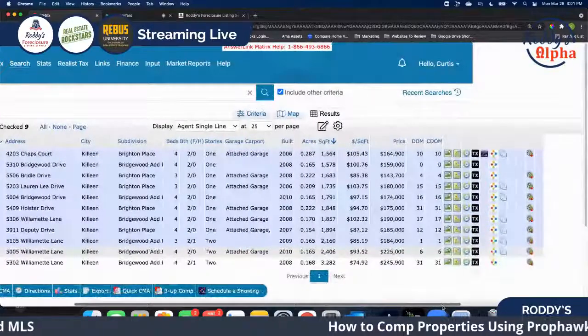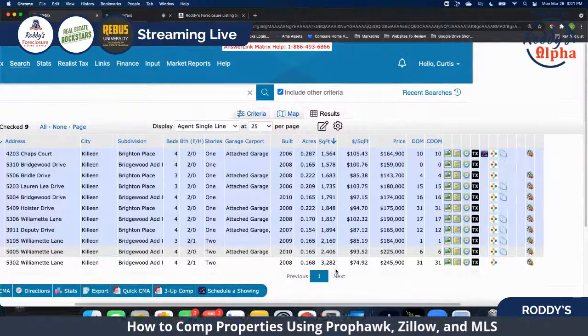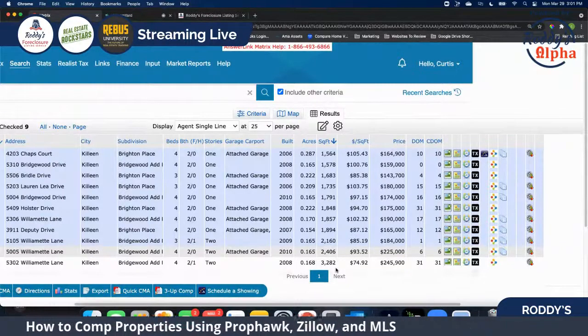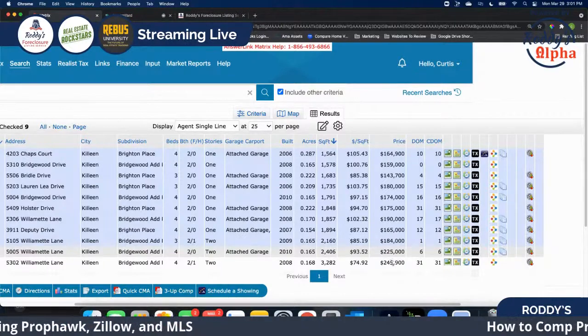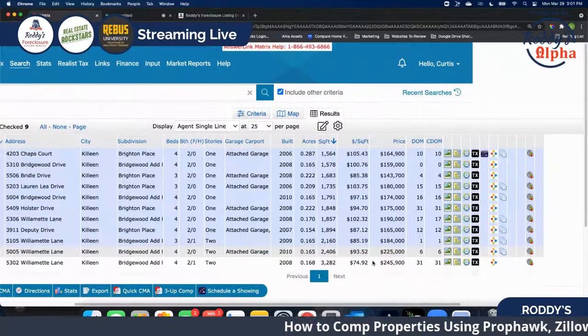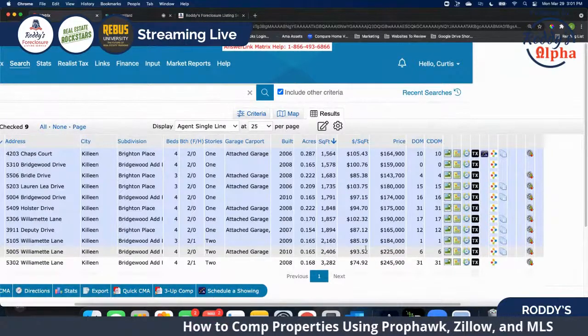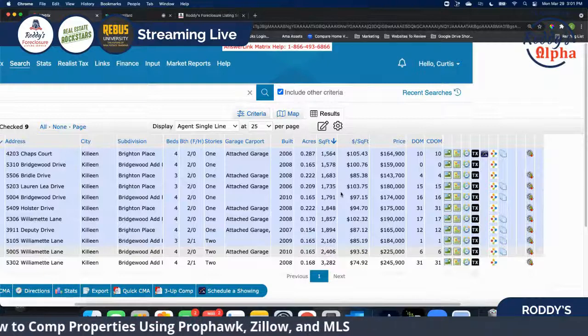So what we really see there is prices going up and down, ranging anywhere from a high of 245 to a low of 143. And that's from 1564 to 3282. So you're going to price it somewhere in the middle. Lauren Lee is listed at 180,000 right now, and it went pending right away.